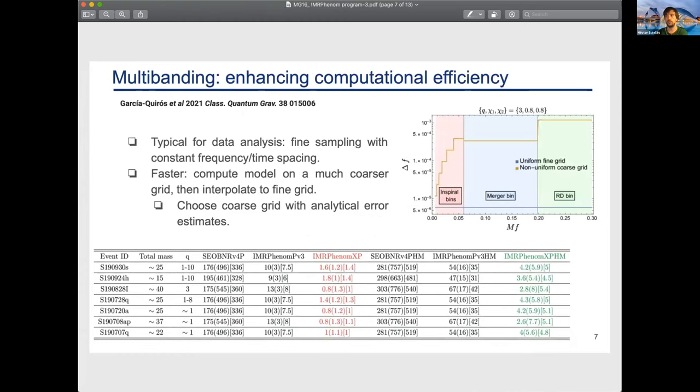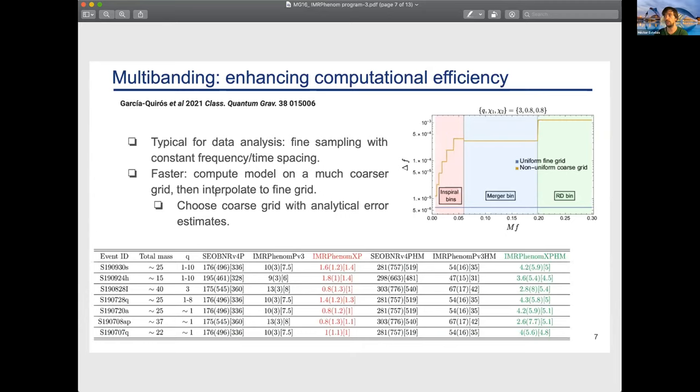Another crucial development included in the XHM model was the multibanding technique for the evaluation of the waveform. This was an adaptation of an existing technique in the literature, but for the first time it was applied to a full multimode inspiral merger ringdown model in this work by García Quirós et al. The key idea is that for that analysis, one needs fine sampling with a constant frequency spacing. But in some regions of the waveform, particularly in the ringdown, this generates an overpopulation of expensive points that is not really needed for representing the waveform.